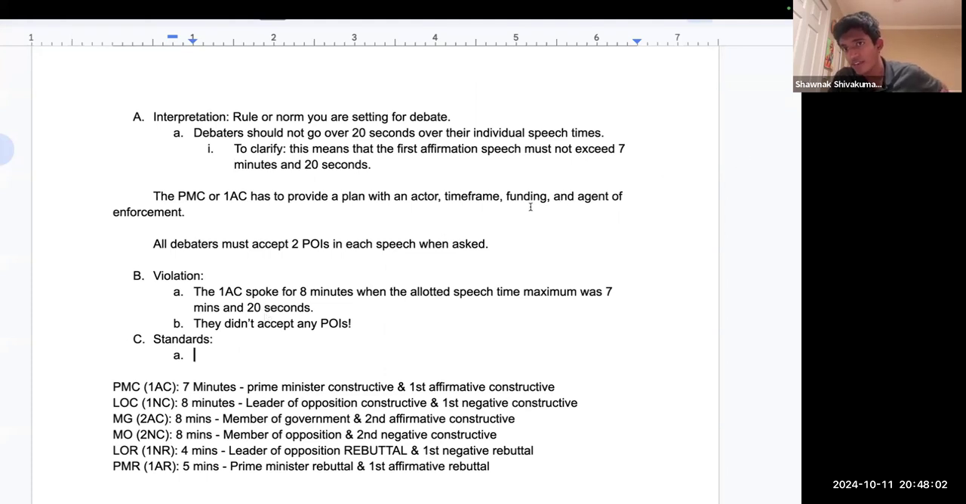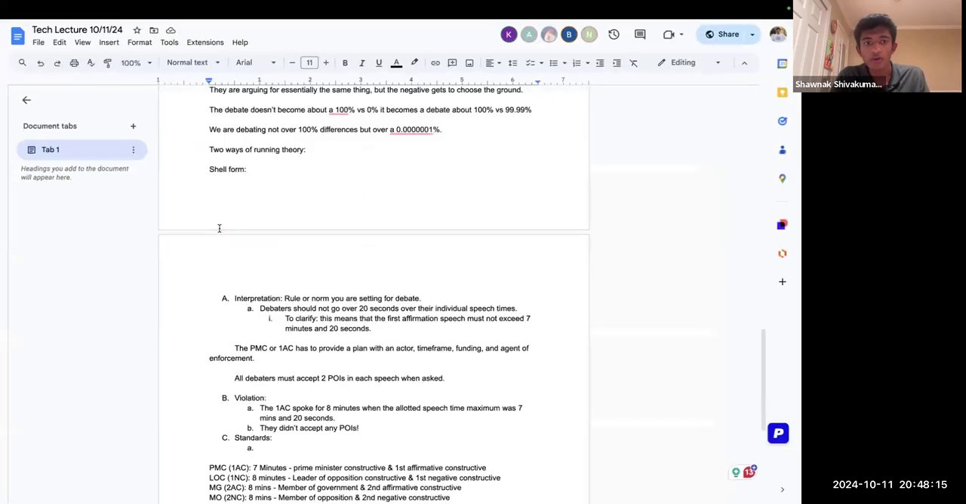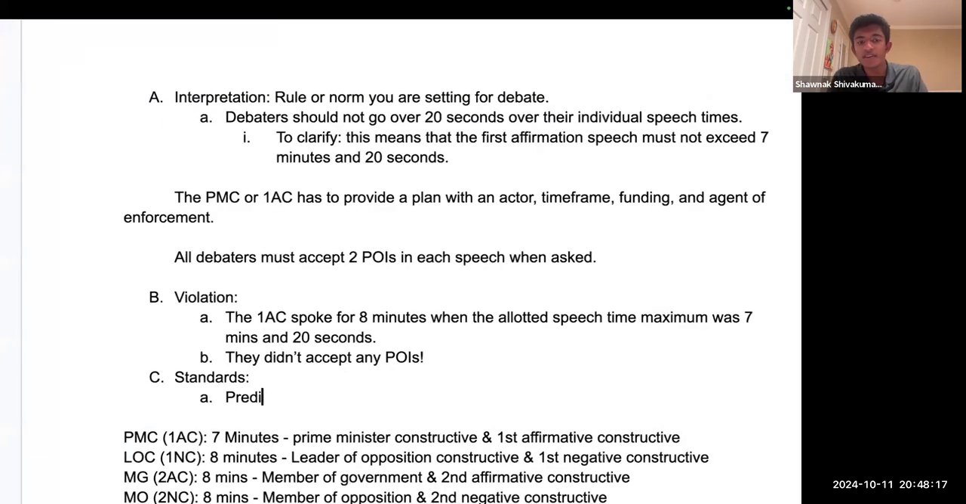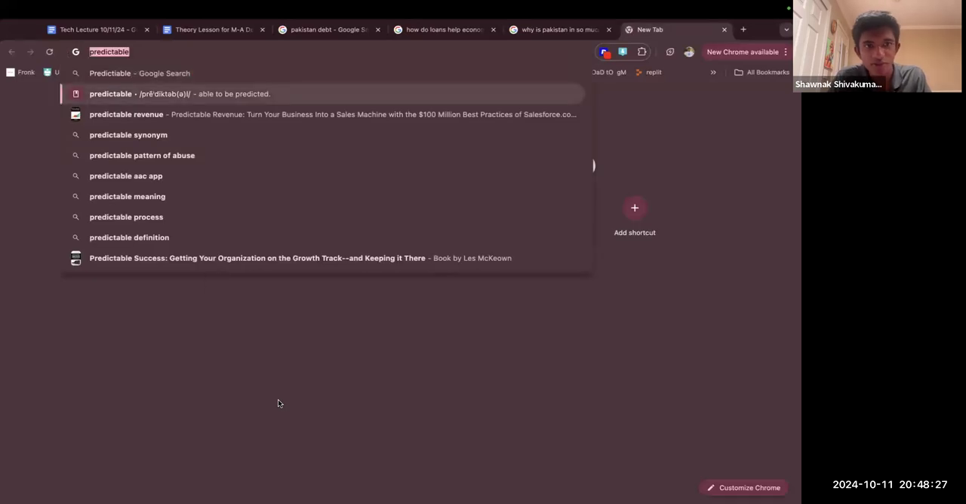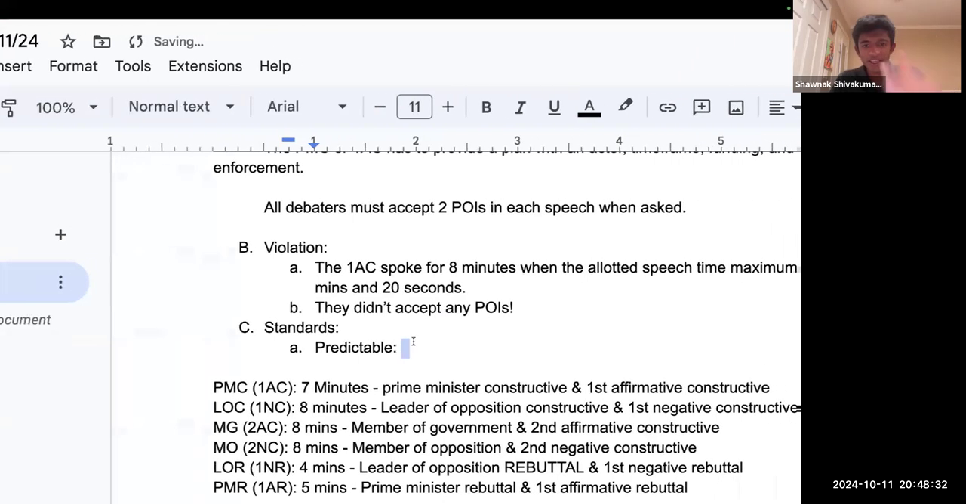Right. So let's say generally, the affirmative doesn't defend the resolution. They run a critique. They say, we're not debating this. Screw this. This motion is useless. We're going to debate something else. Is that predictable? No. So predictability is saying that something has to be predictable enough to engage with it. If something is unpredictable, you can't engage with it.